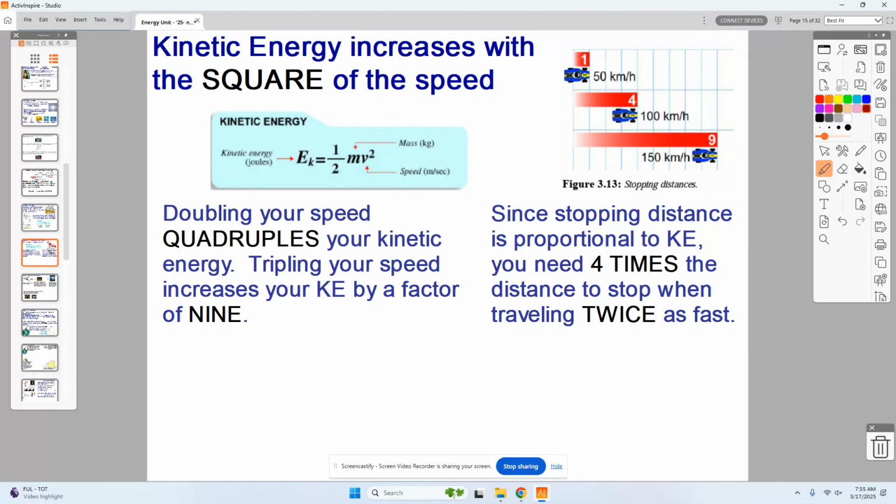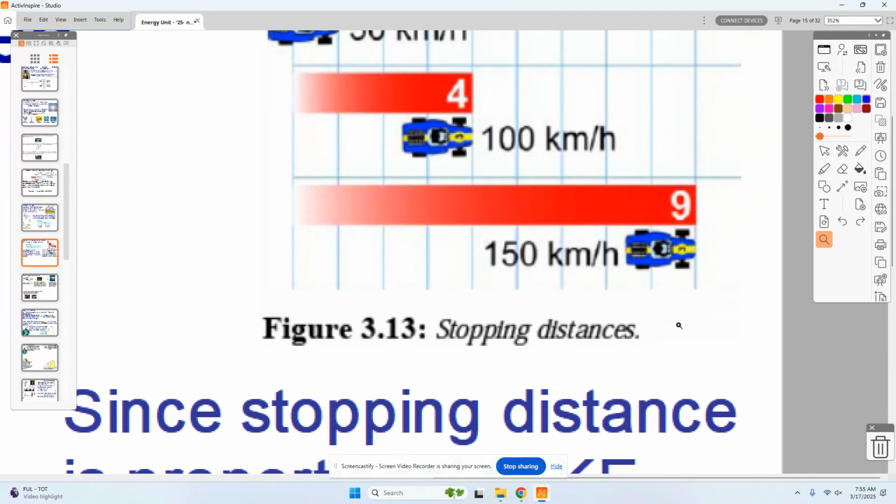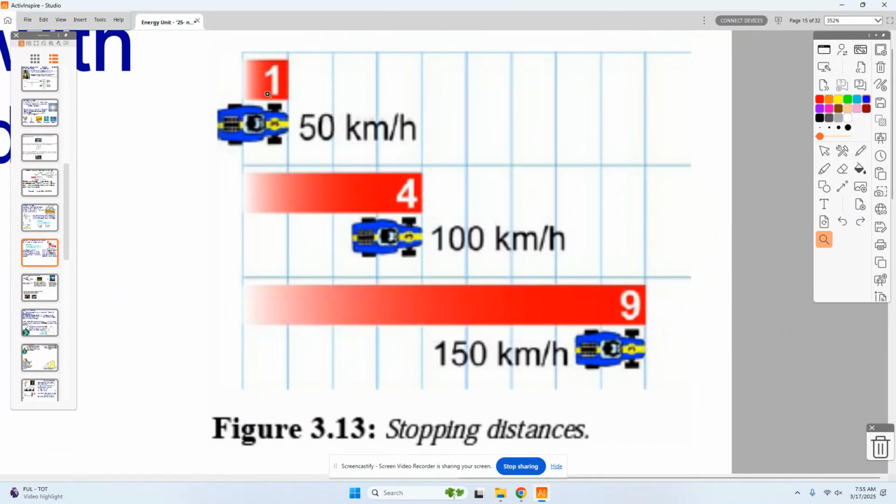This diagram up here, upper right-hand side, is from your 8th grade book. You may remember taking physics in 8th grade, maybe in 7th grade, but this is just showing the stopping distances based on your speed. So if you can stop a certain distance traveling 50 kilometers per hour, it's going to take 4 times the distance if you're traveling twice as fast, and 9 times the distance if you're traveling 3 times as fast. Okay, so again, strong dependence on speed.